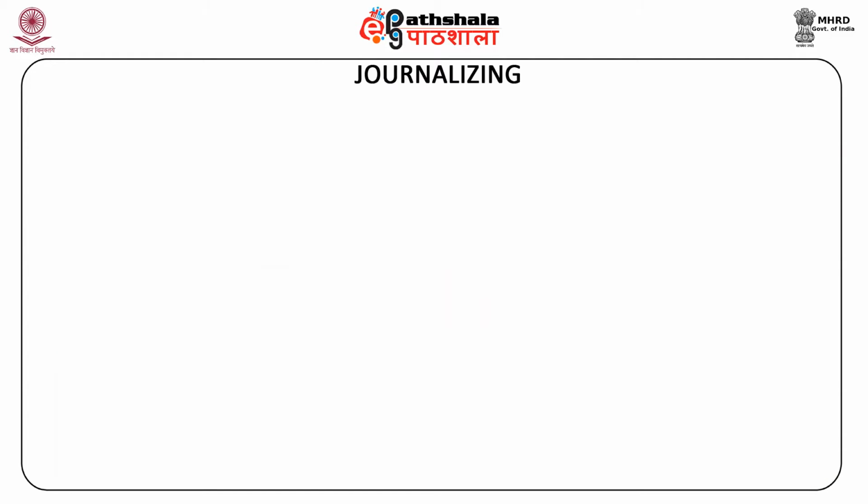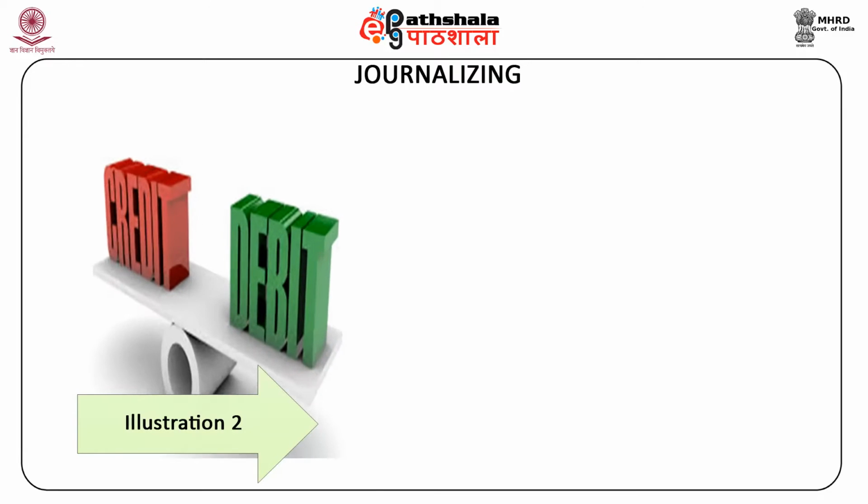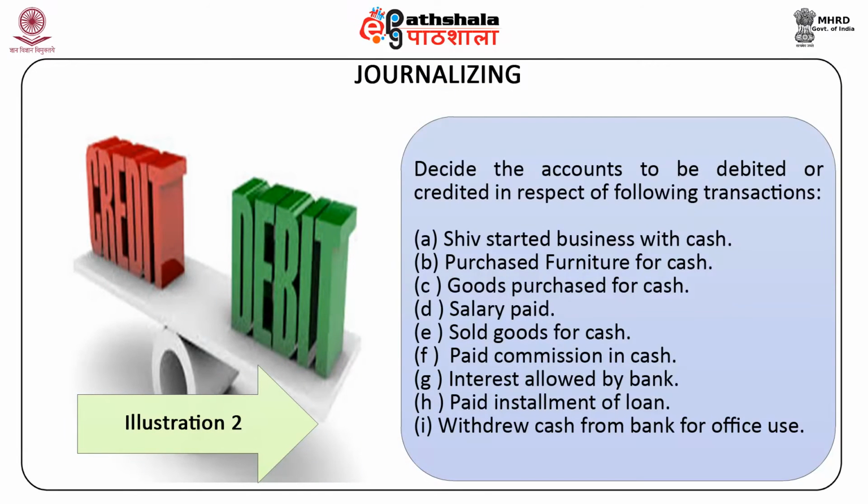Now, understanding journalization through the illustration. Illustration 2. Decide the accounts to be debited or credited in respect of the following transactions. A. Shiv started business with cash. B. Purchased furniture for cash. C. Goods purchased for cash.